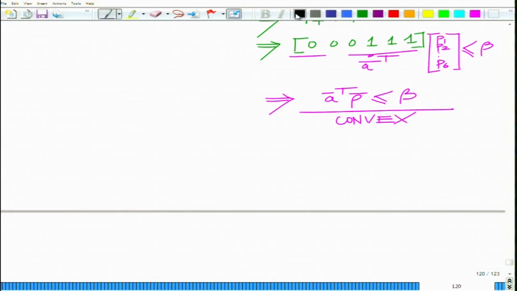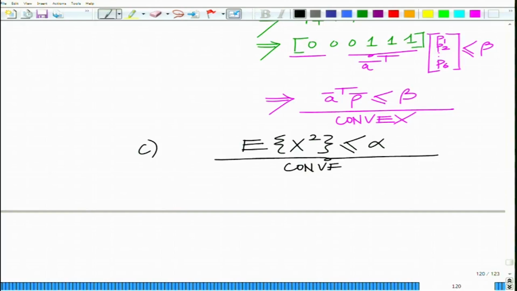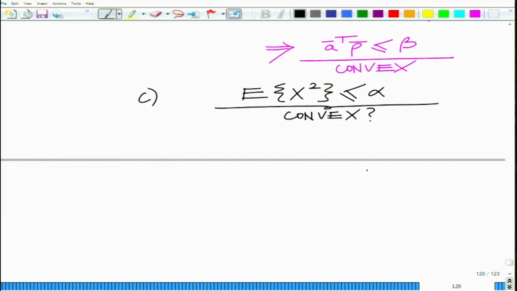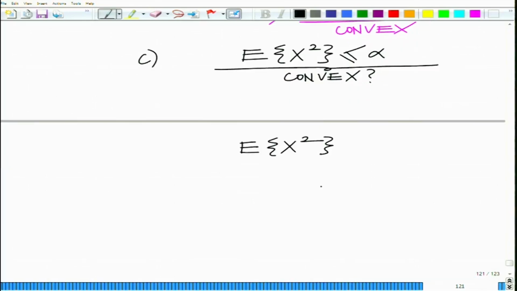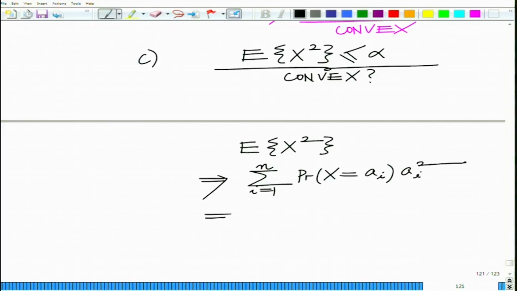Now what about the second moment, what about the expected value of x square? And this is an interesting aspect. Let us look at the set of all vectors P bar such that the expected value of x square is less than or equal to alpha. Now we want to ask the question, is this convex? Well, what is the expected value of x square? This might seem a little confusing because x square is non-linear, but look at the expected value of x square. This is the summation i equals 1 to n of probability x equals ai into ai square, that is the expected value of x square.